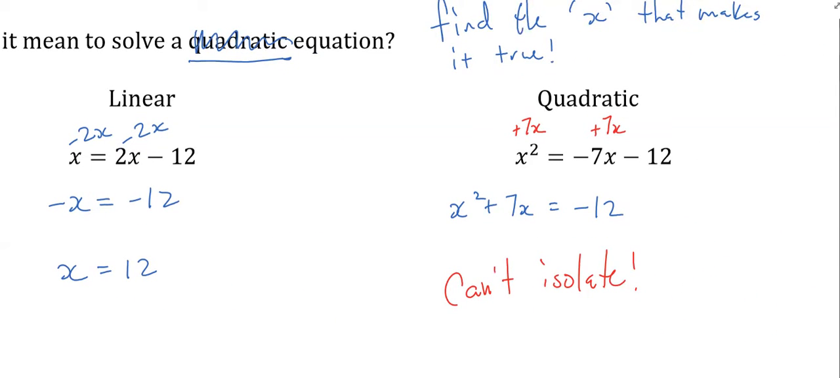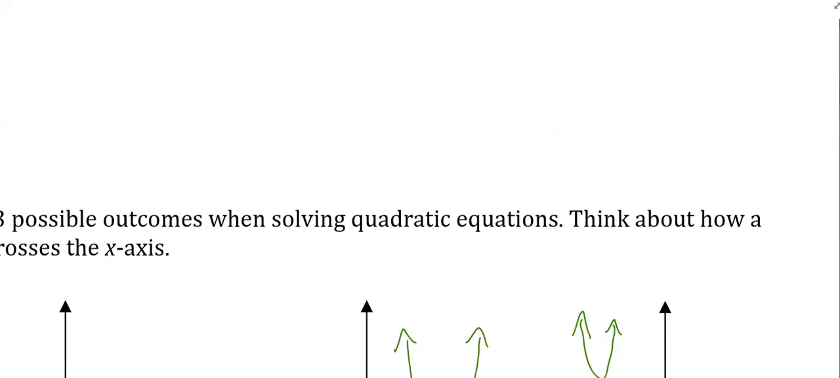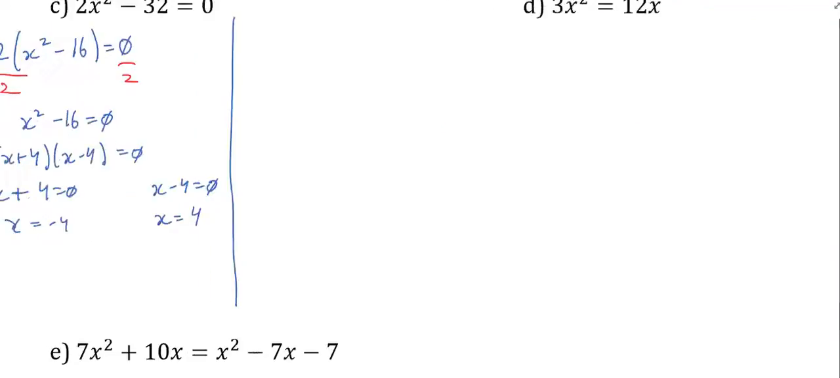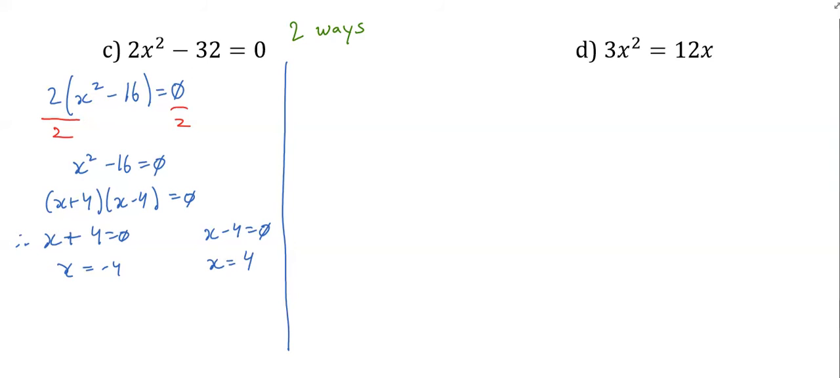2x squared equals 32. I moved the negative 32 to the other side. Divide both sides by 2. X squared equals 32 divided by 2. Didn't we already talk about this? 16. And what's my next step? Take the square root of both sides.